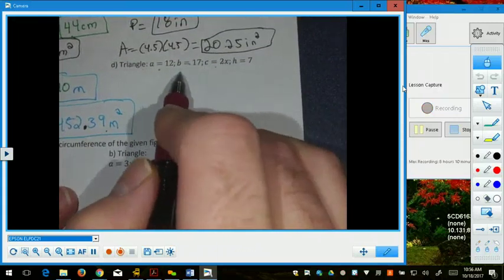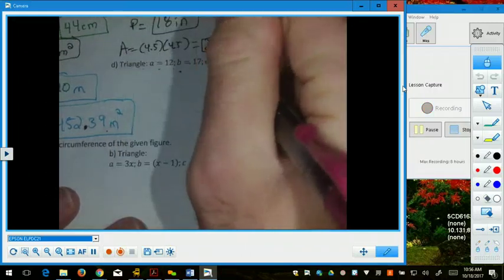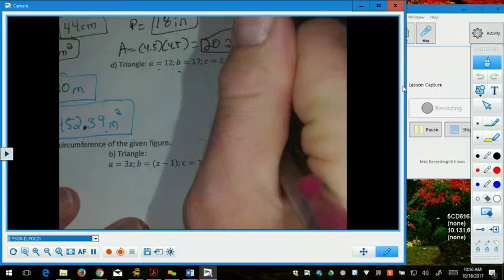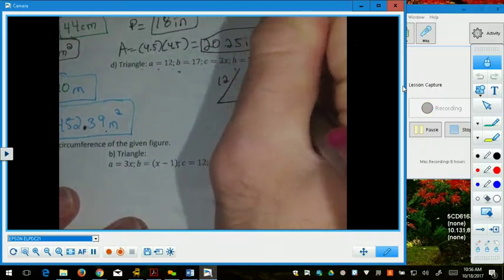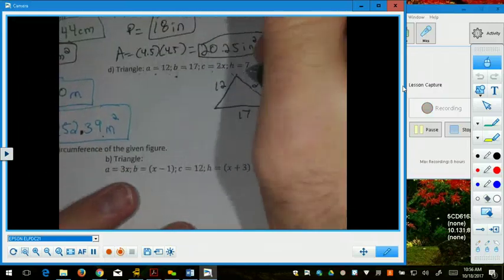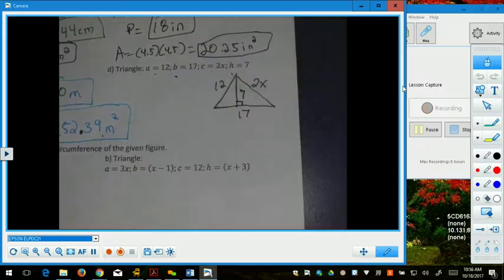What did we say B was going to be? The base. So I'm going to draw this beautiful or horrendous triangle with the base of 17, and one of the sides is 12, and one of the sides is 2x, yuck. And then the height is 7. Well, the height is always perpendicular to the base. So there's the picture that I draw for this.